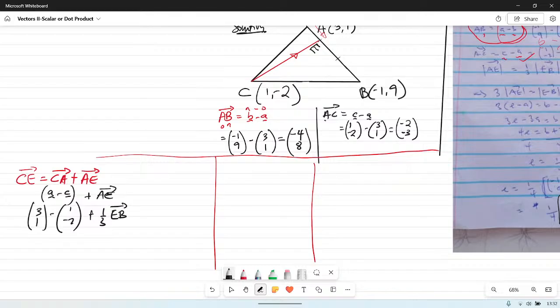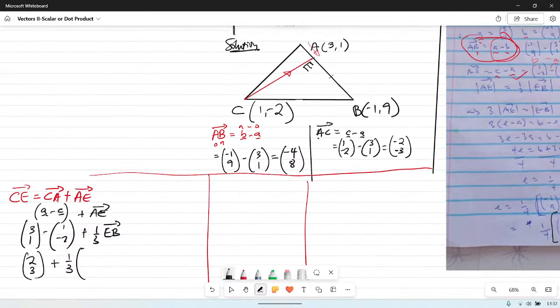right? So now let's simplify it. 3 minus 1 is what? 2. And 1 minus negative 2 becomes 3 because of the negative negative. Plus one third of EB. Now what is EB? EB, that's where your distance will come inside. So AE is one third of EB. So can we say that AE is AB over 3? One third of AB.